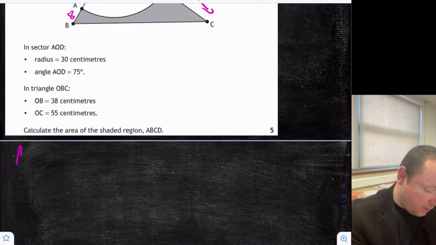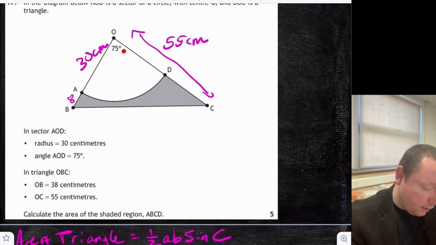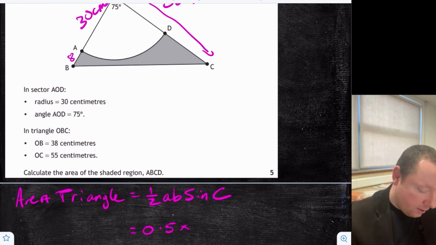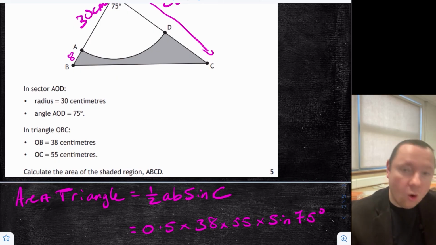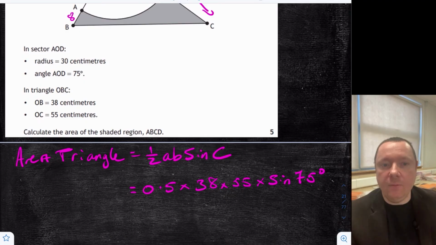From the start of the exam paper, the area of a triangle is a half AB sine C. So that's 0.5 times, well, remember it's the angle and the two sides either side of the angle. So it's this side 38 and this side 55. 38 times 55 times the sine of 75 degrees. You put all that into your calculator and you get an answer of 1009.39.